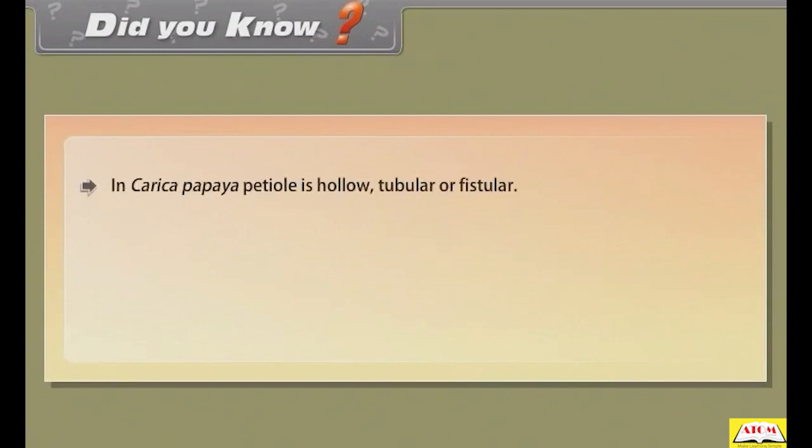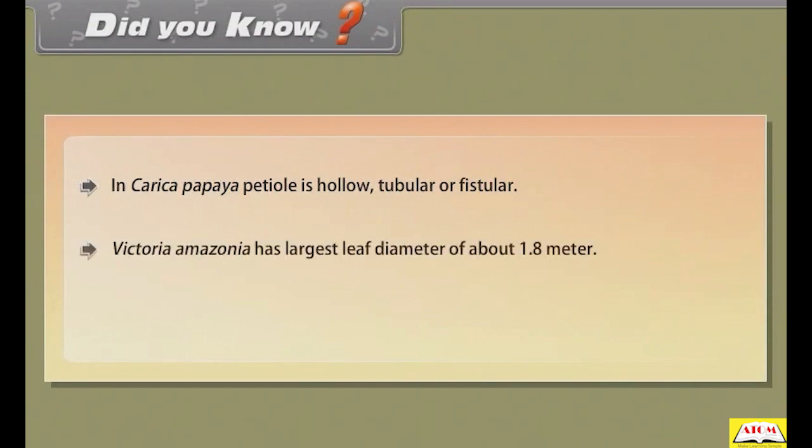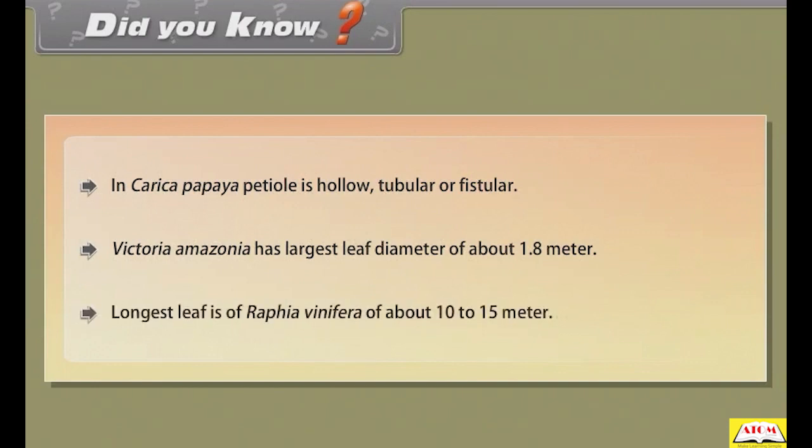Did you know? In Carica papaya, petiole is hollow, tubular, or fistular. Victoria amazonica has the largest leaf, with a diameter of about 1.8 meters. The longest leaf is of Raphia vinifera, of about 10 to 15 meters.